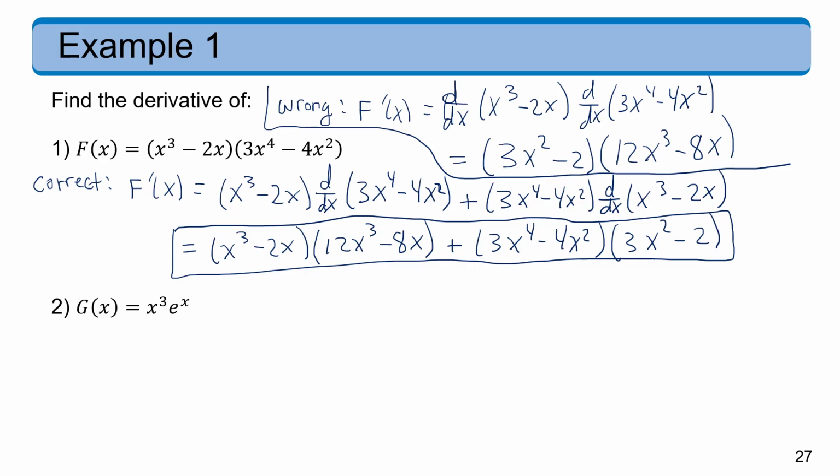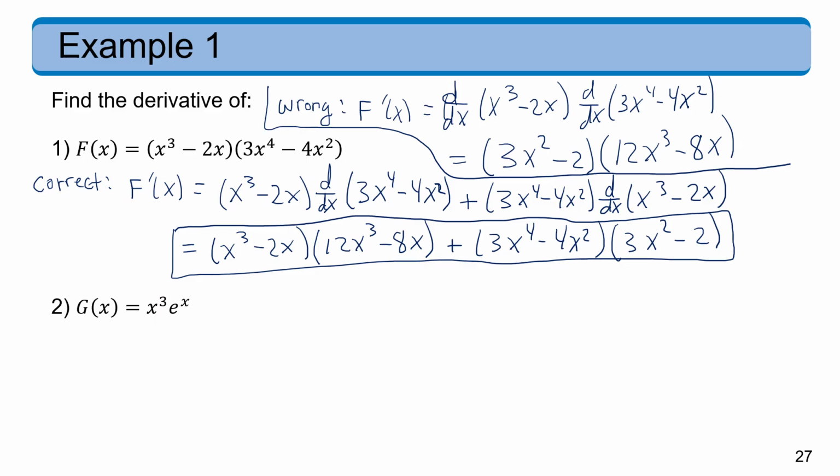The main thing is we now have a formula for the derivative. So let's go to the second one. Here we have x cubed times e to the x. So the key thing is you have to recognize this is a product of two functions of x. The first function is x cubed, the second function is e to the x.